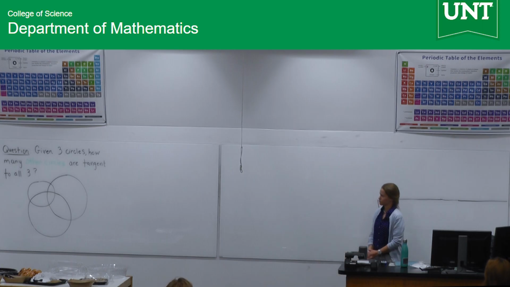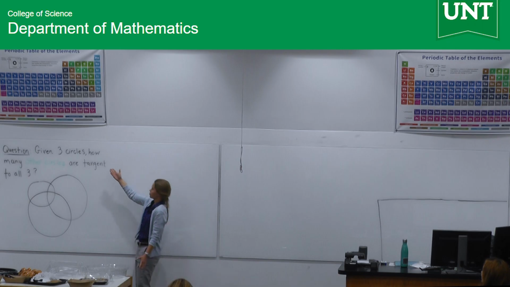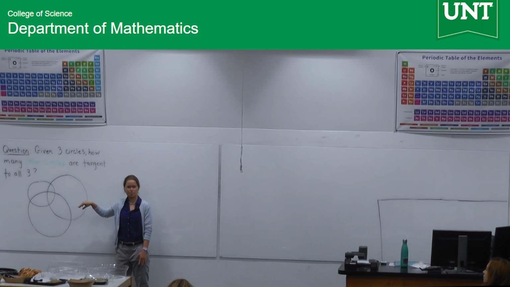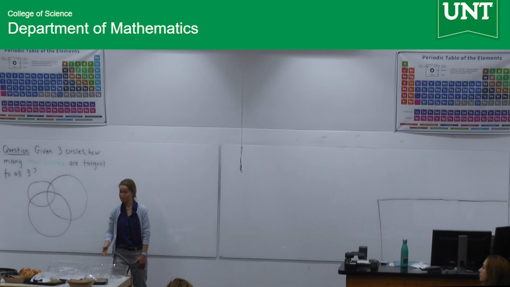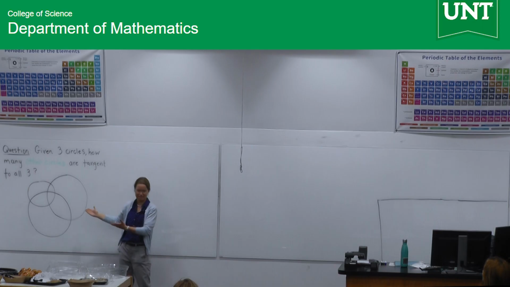So I put this question in the abstract too, and it asks, given 3 circles, how many other circles are tangent to all 3? Did anybody think about this question? Does anyone want to share an answer? Yeah, in front? I mean, I didn't do it myself, but there are 8. Yes, okay, did anyone else get 8? Okay, so 8 is the answer here.